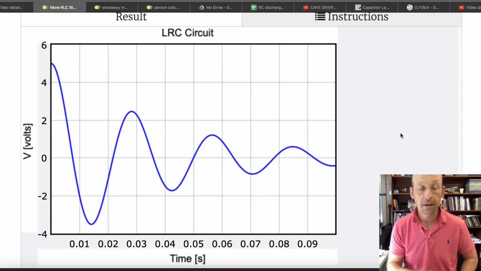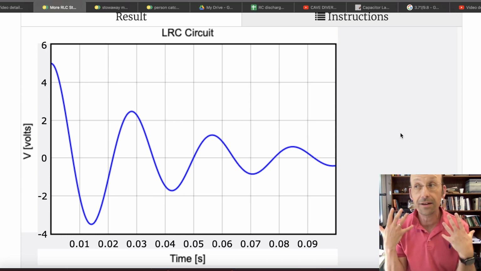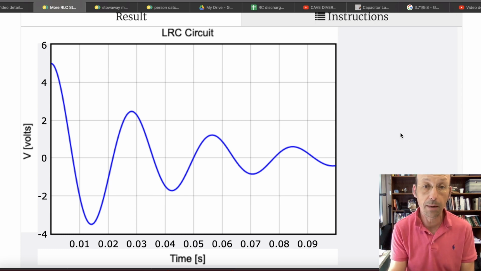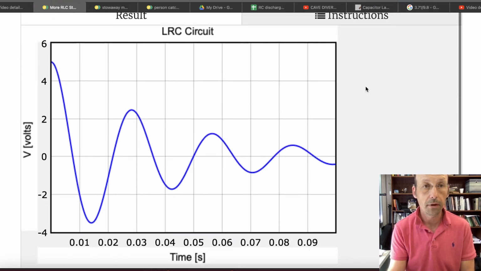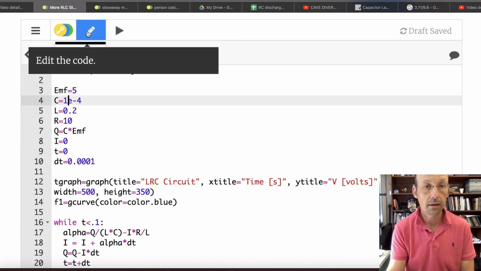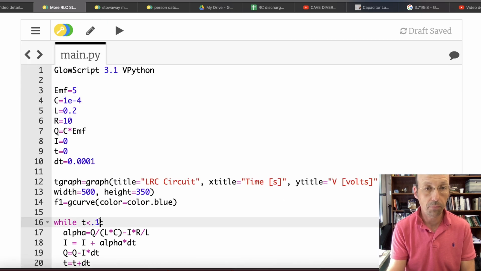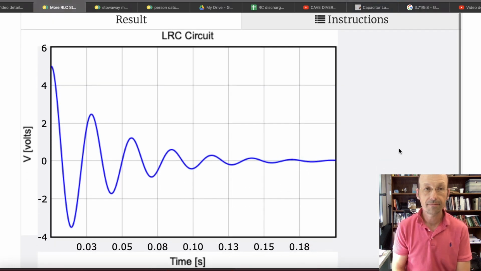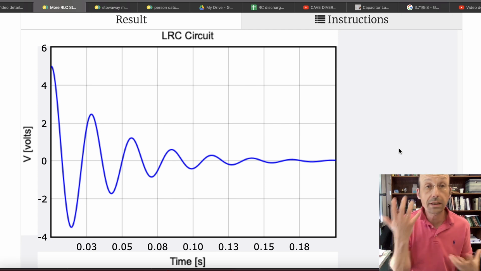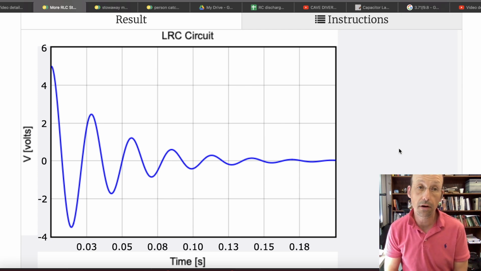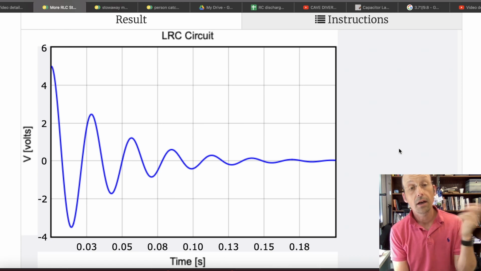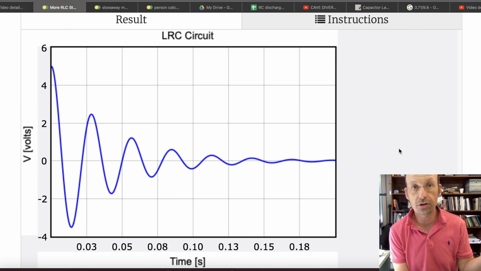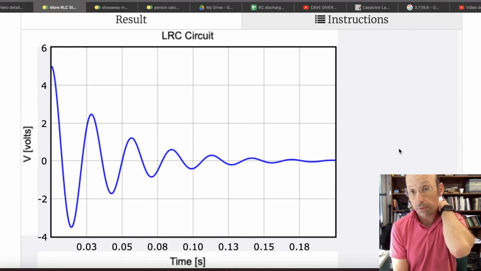Check that out. So it's still an oscillation, but it's a damped oscillation. It decreases in amplitude over time. Let's make that run for a little bit longer so we can see the whole thing. Let's go for 0.2 seconds. There you go. Is that not lovely? And all I had to do was add in that one element of the R. So this is an LRC circuit. And I could easily just change that R to 0 and it'd go back to what it was before.